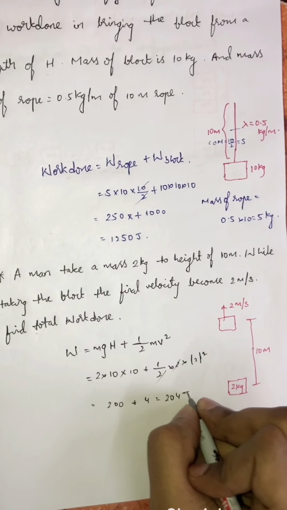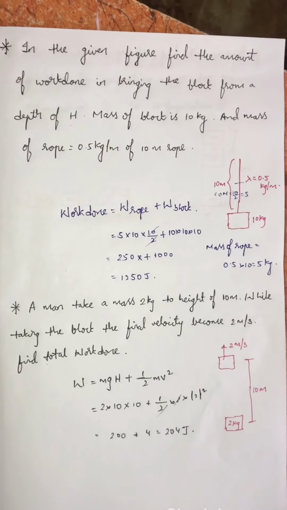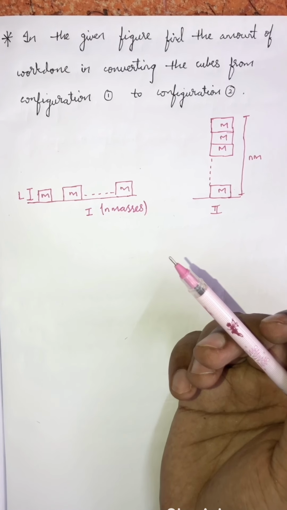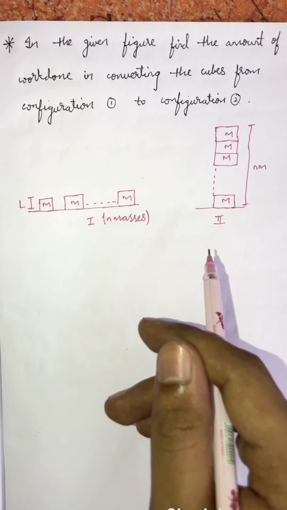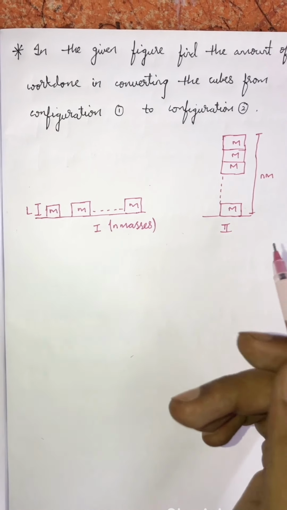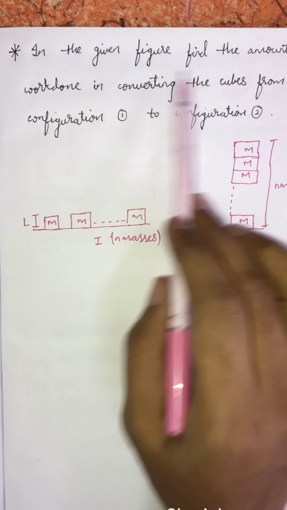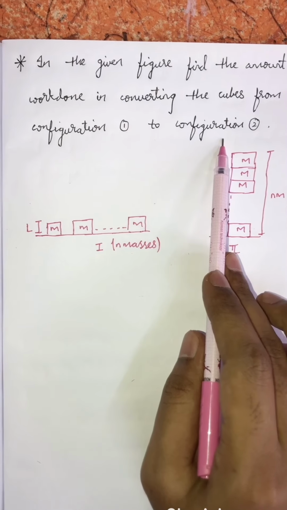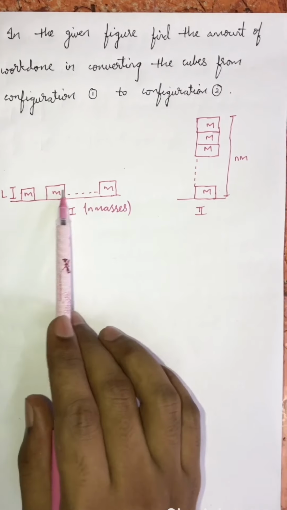Now let's see the final problem for this class. In the next class we are going to learn about problems based upon the inclined plane, and later we'll continue the problems based upon the work energy theorem. So here in the given figure, find the amount of work done in converting the cubes from configuration 1 to configuration 2. In configuration 1, all the n number of blocks lie horizontally. Later they are shifted to a vertical position.